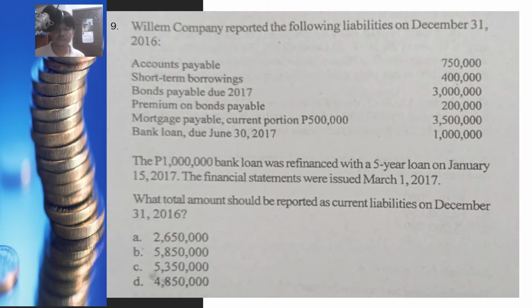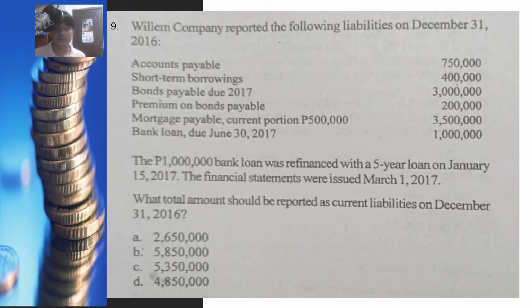So of course, yung 750, accounts payable is normally current. So check. Short-term borrowings, it is short-term. So current yan, 400,000, correct. Bonds payable due 2017. Ano bang cut-off period natin? December 31, 2016. So it is included. Mag-due na siya next year. So kasama yung 3 million.